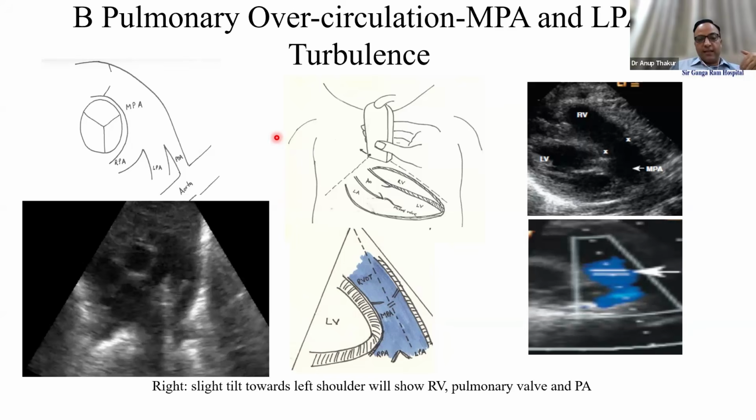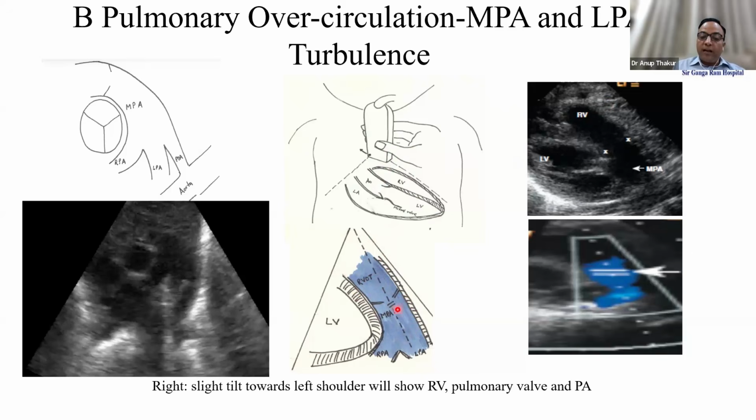So when this is done in the parasternal long axis view, it is called a modified parasternal long axis view. You will open up the pulmonary arteries. So you see here, this is the parasternal long axis view, and when you drop your wrist with an anterior sweep, you will open up the pulmonary arteries like this. So this is the main pulmonary artery.